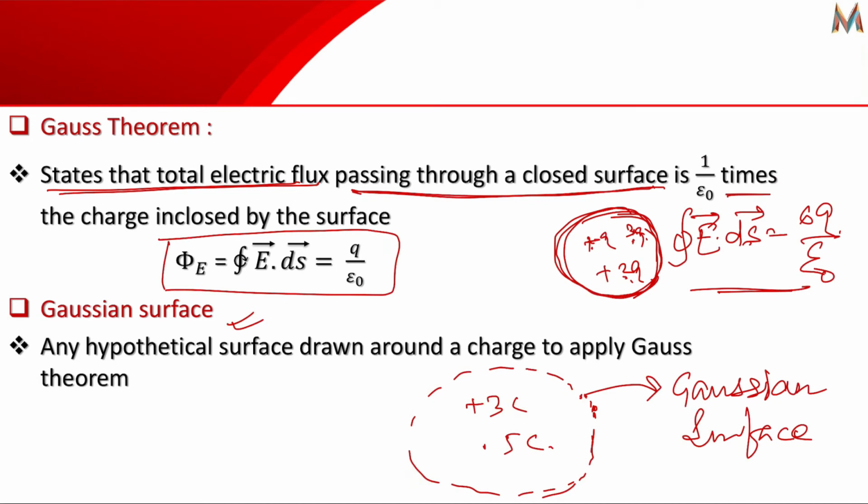So what is the Gaussian surface? It is a hypothetical surface. It is not real, it is a hypothetical surface drawn around the charge to apply Gauss theorem. Wherever we want to apply the Gauss theorem, if we are able to draw a surface so that we can apply the Gauss theorem, then that surface is called a Gaussian surface.